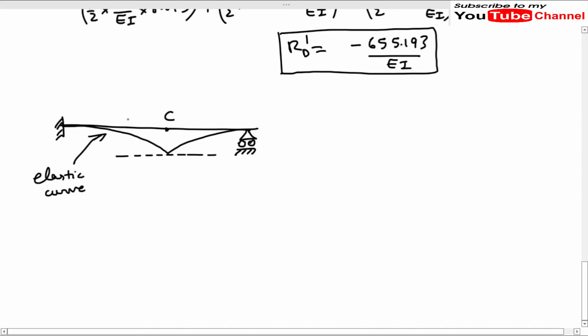Okay, which means that there will be two slopes at this internal hinge. So first will be this and the other slope will be here. So we will call this slope theta C left, we will call this slope theta C right, and we know that this will be our deflection, which we will call delta C.